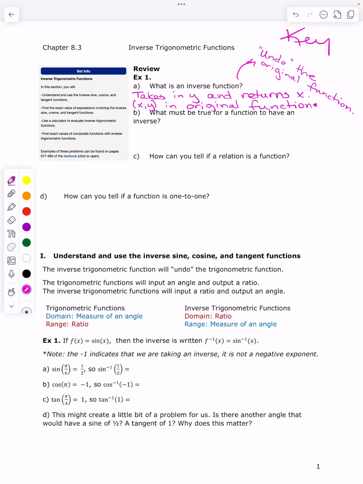What must be true for a function to have an inverse? The function must be one-to-one. And we'll talk about that a little more in just a minute.